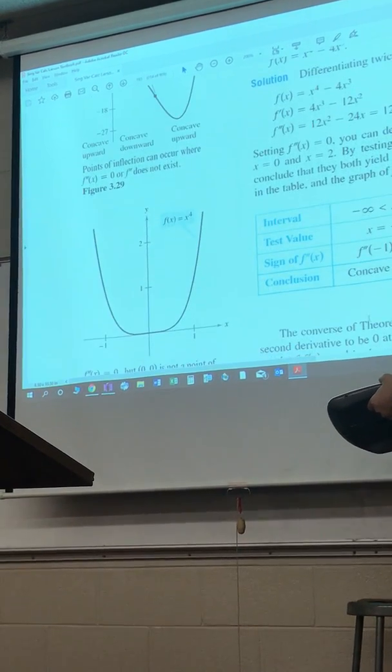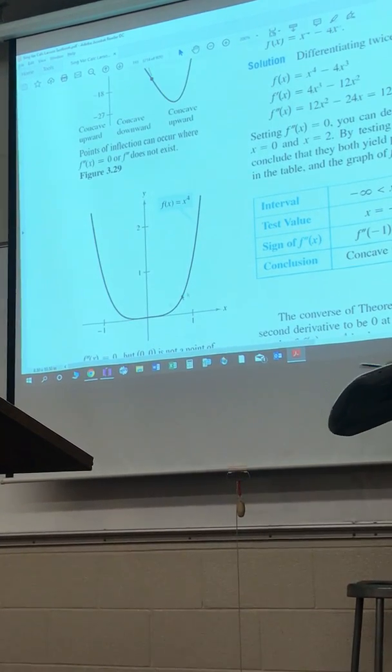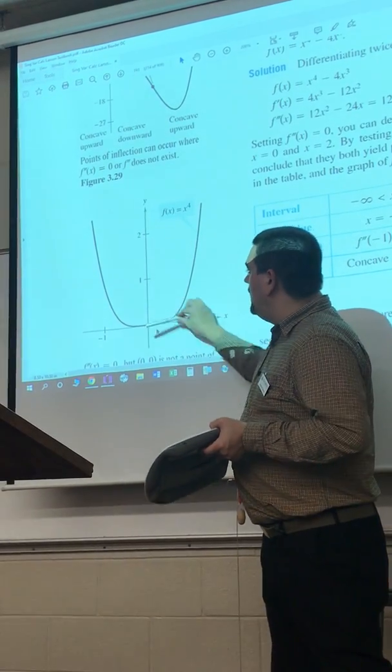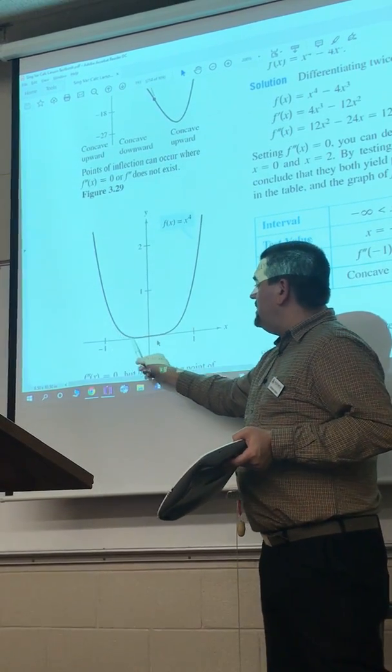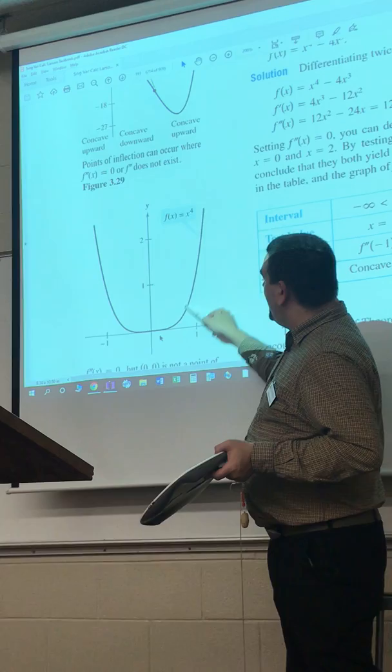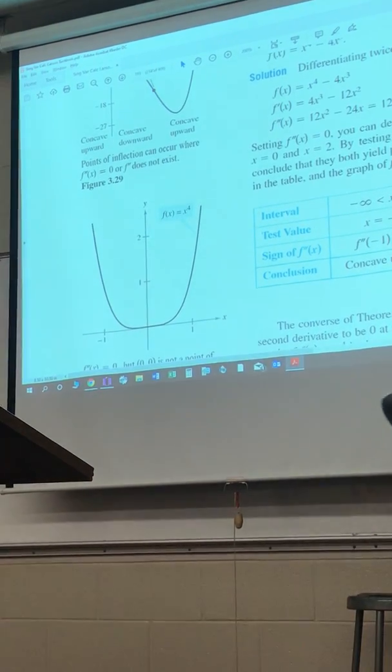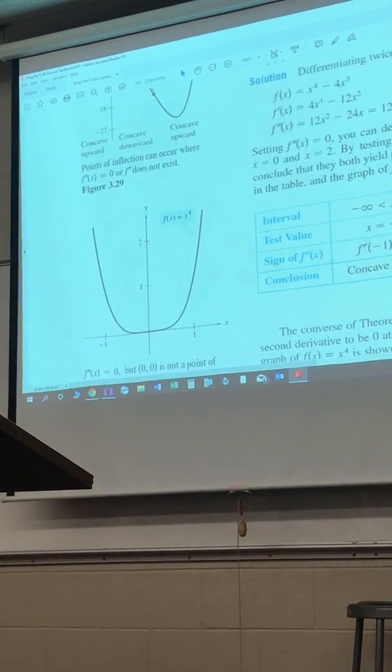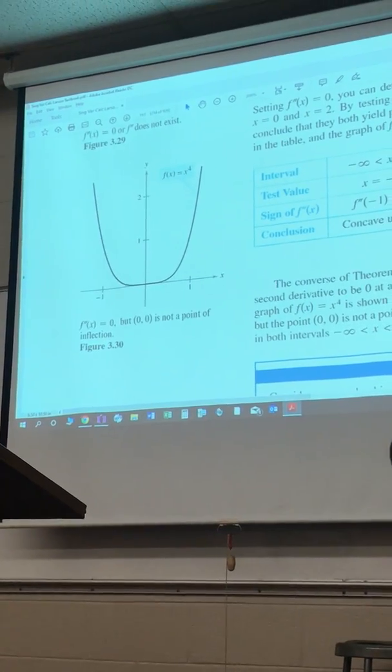Is this x to the 4? It looks like a parabola, doesn't it? It just looks a little more rounded right here. So concave up, 0, nothing's happening. Concave up, concave up. And notice how this is not a point of inflection. So there you go.